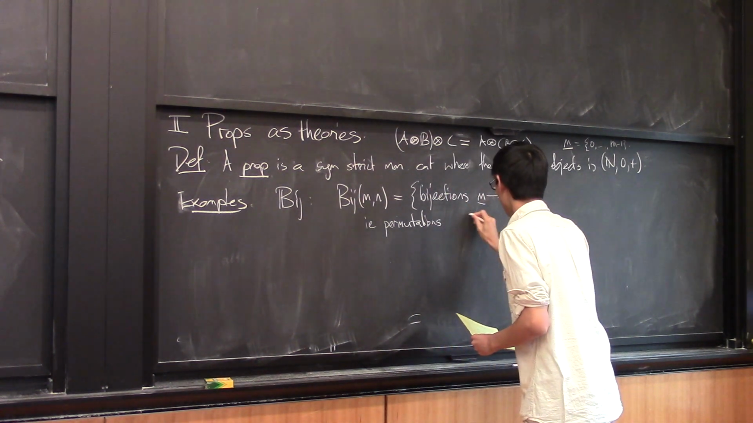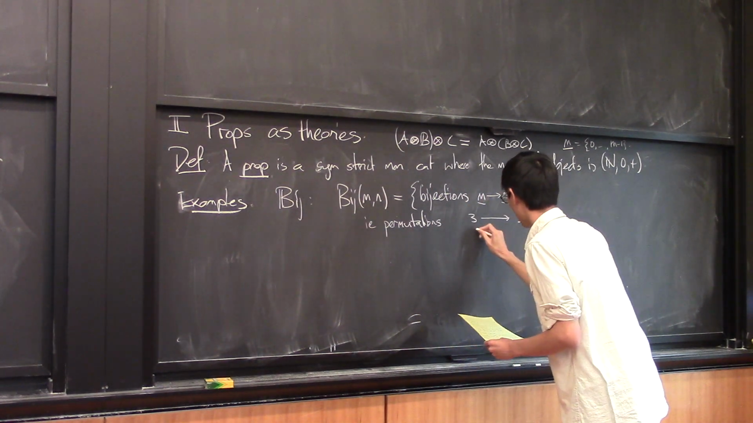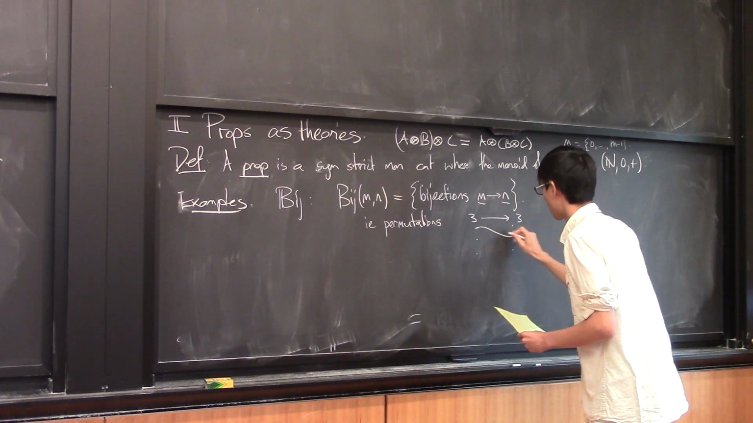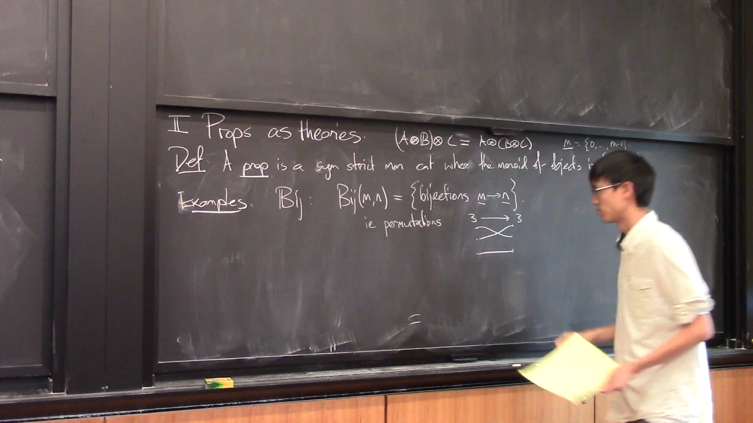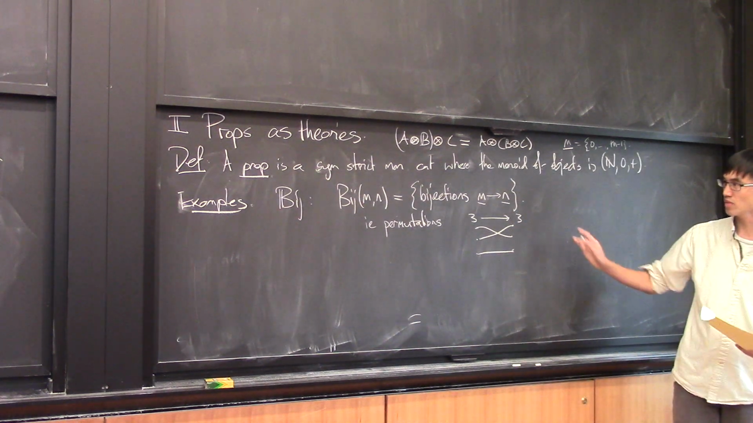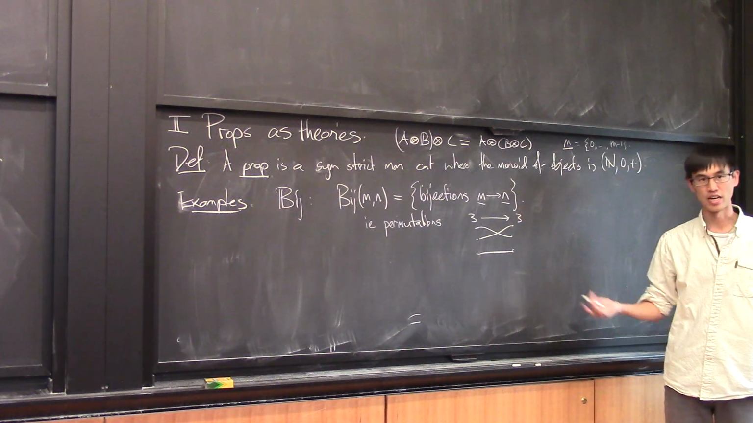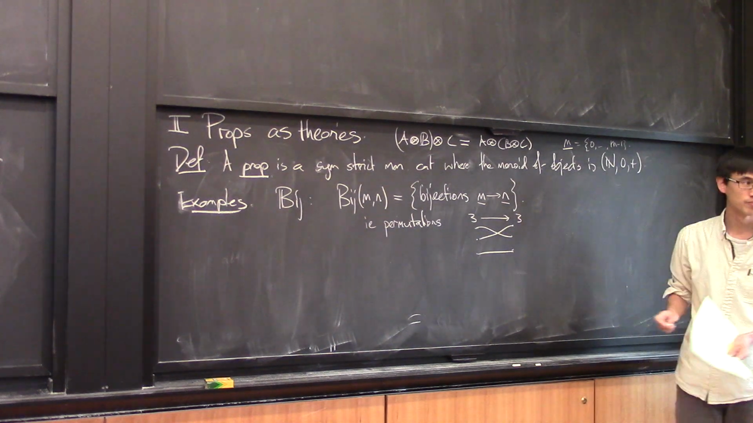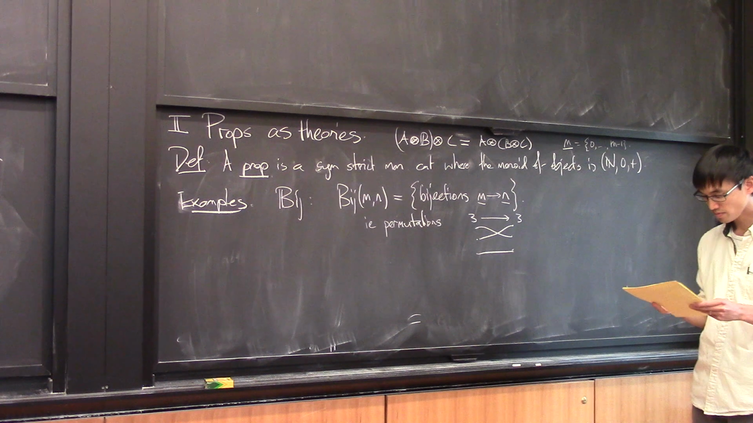So here's a morphism from 3 to 3. You have 3 elements, another 3 elements, and we just commute them. Okay. These things can be composed as you compose permutations. You swap some things around, and you swap them around some more.